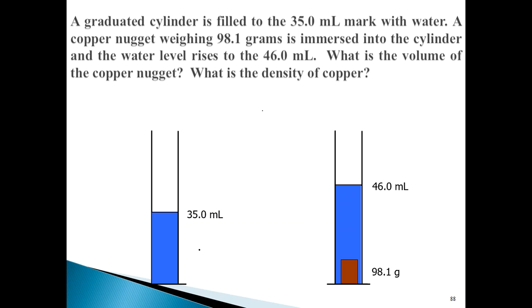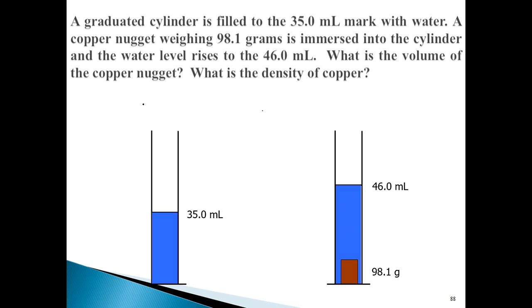All right, so to find the volume of this metal, basically we take the initial volume of the water in the cylinder and subtract that from the volume registered in the cylinder after the metal has been submerged. In some textbooks they call this the displacement method of determining the volume of an object.